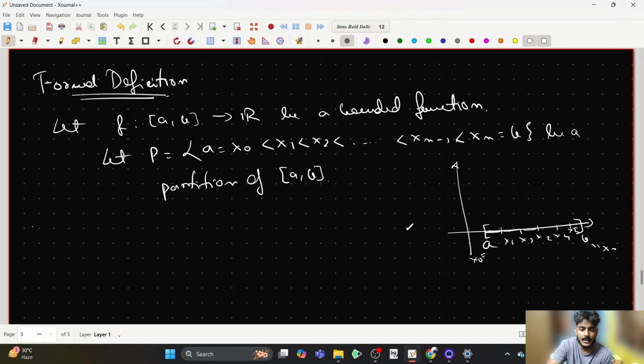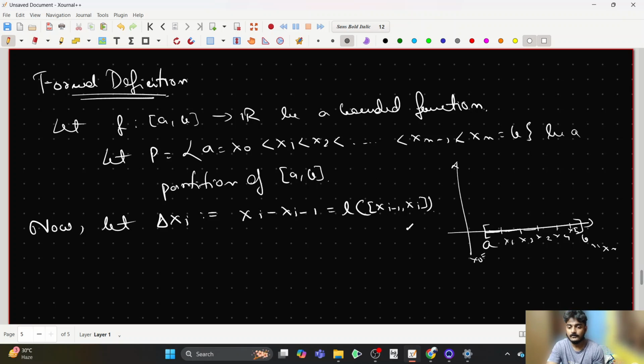Typically. Fine. Now, let delta xi be defined to be the length of the subinterval xi. So this is just the length of the subinterval xi. Clear? So I am just talking about this length. So some subinterval, suppose this length. Clear? Okay.